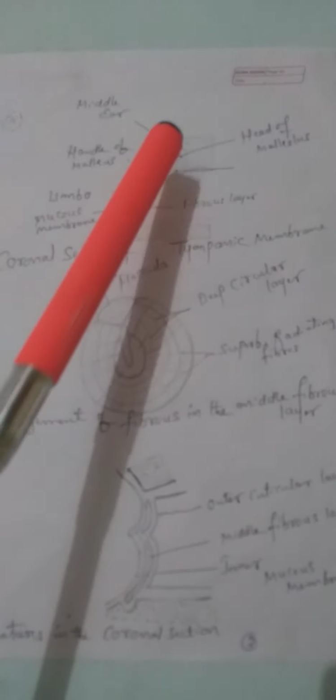Medially you can see the middle ear. The handle of the malleus can be seen in the coronal section. The most convex part is the umbo. And there is a fibrous layer. Beneath the fibrous layer, there is a mucous membrane.